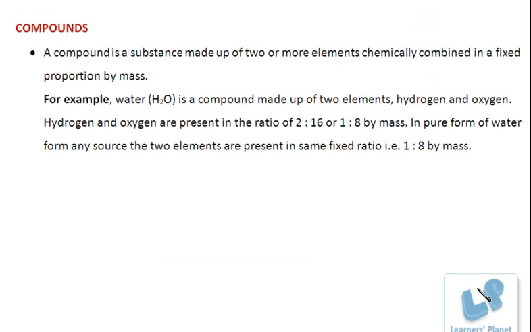What is a compound? A compound is a substance made up of two or more elements chemically combined in a fixed proportion by mass. So a compound is formed by combination of elements, and those elements are combined in fixed proportion by mass. Say for example water. Water is a compound and it is made up of what? Hydrogen and oxygen. And the formula of water is H2O.